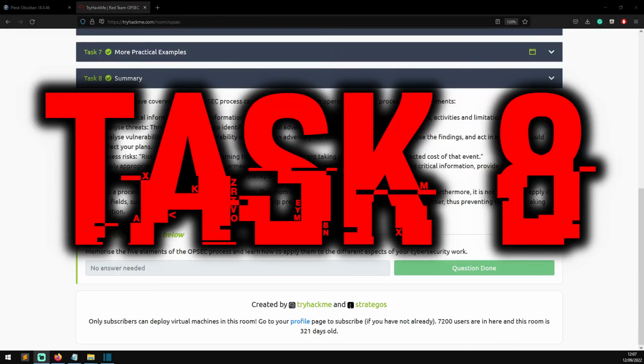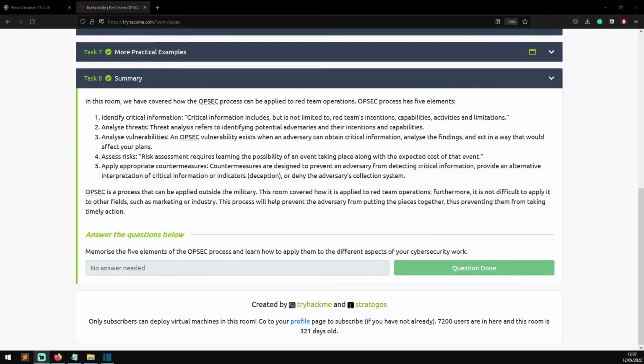Task 8, summary. In this room we have covered how the OPSEC process can be applied to red team operations. The OPSEC process has 5 elements. 1. Identify critical information. Critical information includes but is not limited to red team's intentions, capabilities, activities and limitations. 2. Analyze threats. Threat analysis refers to identifying potential adversaries and their intentions and capabilities.